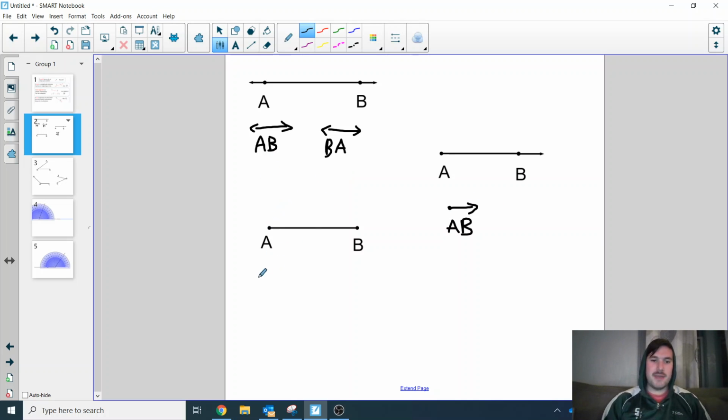And the last is AB, a line segment. We can just draw a line, and if we start at A and B, we know we don't go on forever in both directions.